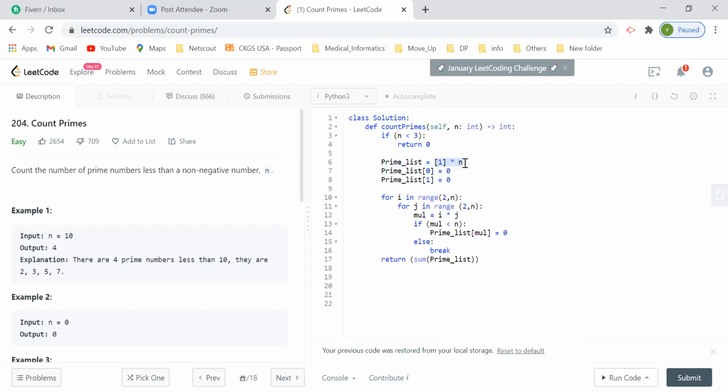So initially you assume everything is a prime, right? You make it as a 1, right? You make it as 1 and try to find out whether that number is a prime or not, right?